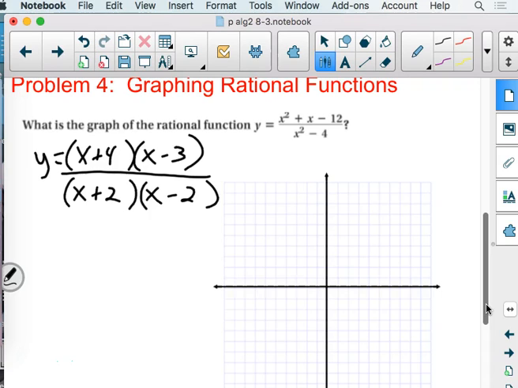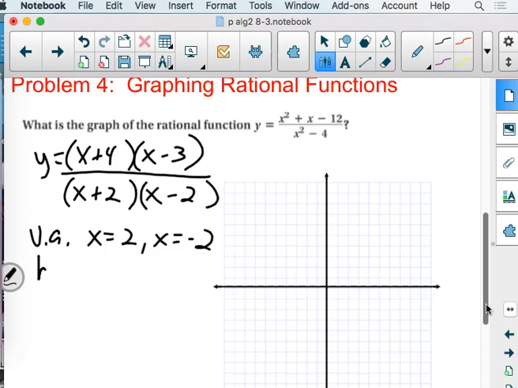Alrighty, so let's start where we should, which is vertical asymptotes. We spent a lot of time on those. Anything going to cancel top and bottom here? So no holes, but vertical asymptotes of what? 2 and negative 2. And you can write x equals plus or minus 2.